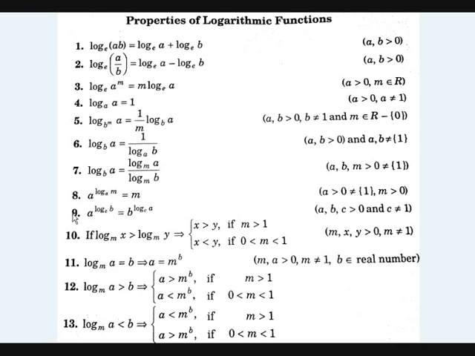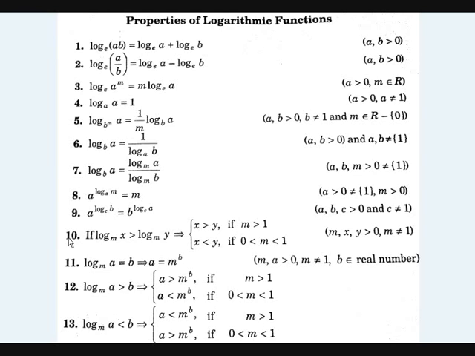Now the ninth property. The ninth property is that in this one too, there will be a logarithm in the exponent. Means A power log B base C is equal to B power log A base C. Here the base of the logarithm remains the same. Here as always A, B, C greater than 0 and the base should not be equal to 1. C not equal to 1.